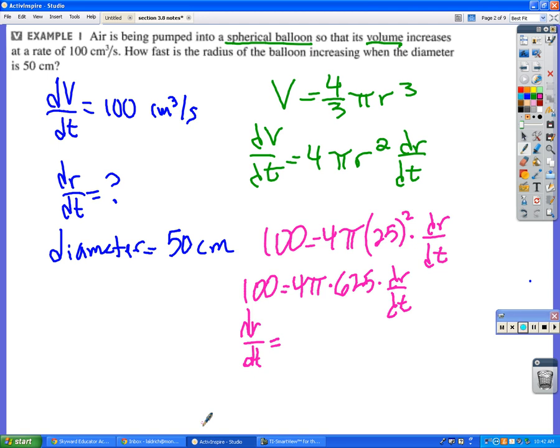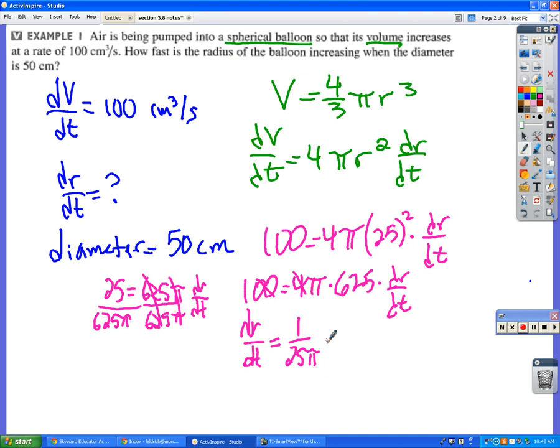Oh, okay. Like, I would first go 100 divided by 4 is 25. So that would be 25 equals 625 pi times dr/dt. And then I would divide both sides by 625, and I'm going to try and keep it as an exact answer. So 25 goes into 625 25 times. So I write this as 1 over 25 pi, or 0.0, whatever you said. And our units are centimeters for dr, per dt is seconds. No, because we're only talking about the radius, but the change in the volume is cubed, and the radius is linear. Okay? Easiest stuff ever.